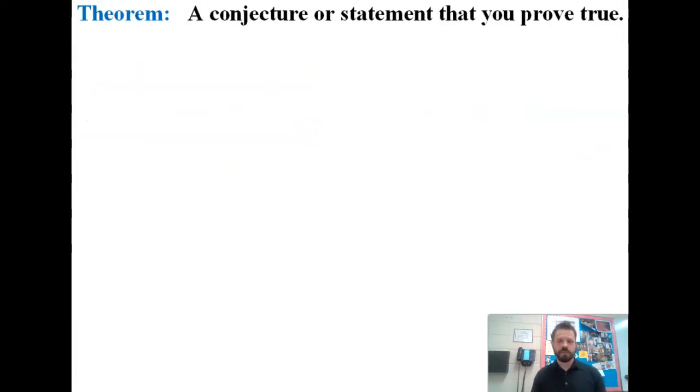So we just made a conjecture about vertical angles. Now I'm going to say that a theorem is a conjecture or a statement that you can prove is true. So with a conjecture, we make a guess based on a pattern. A theorem is something where we're not just looking at the pattern, we're going to prove that it's true using deductive reasoning instead of inductive reasoning.